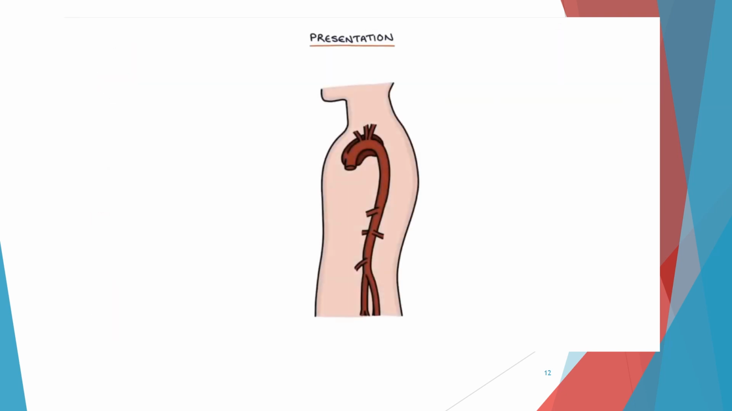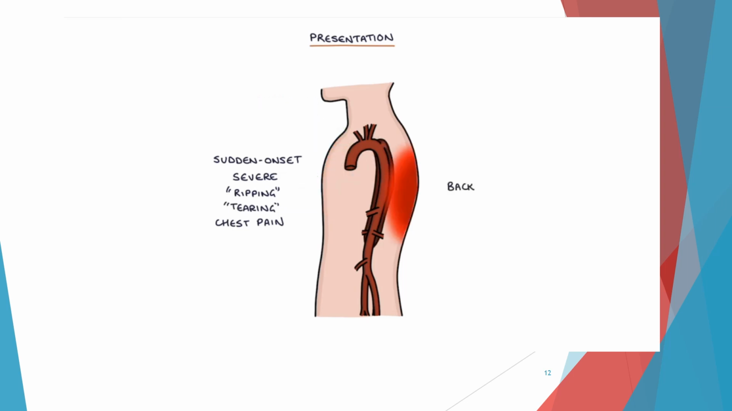Let's talk about the presentation. Aortic dissection can be difficult to spot, and the diagnosis is often missed. The typical presentation is a sudden onset, severe, ripping or tearing chest pain. The pain may be in the anterior chest when the ascending aorta is affected, or in the back if the descending aorta is affected. The pain may change location or migrate over time. Some patients with aortic dissection do not have chest pain.